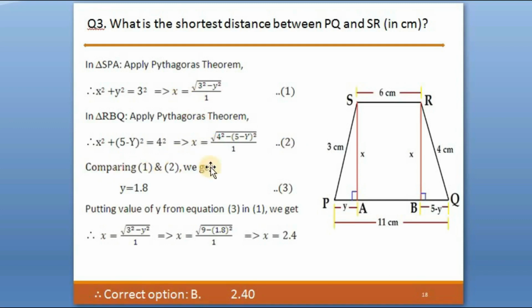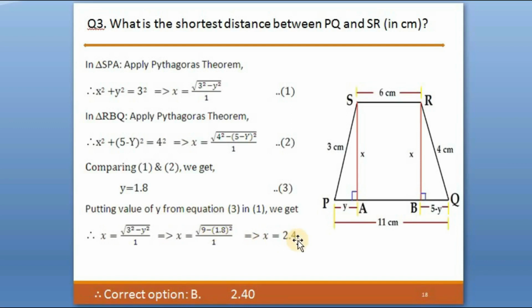By just comparing these two simple equations 1 and 2, we can easily get the value of y, that is 1.8. Now by putting y in either the first or second equation, we can get the value of x, because we have to find this shortest distance x. So by putting the value of y in the first equation, x is the square root of 3 square minus y square, so the square root of 9 minus 1.8 whole square. By simple arithmetic we can calculate the value of x as 2.4.